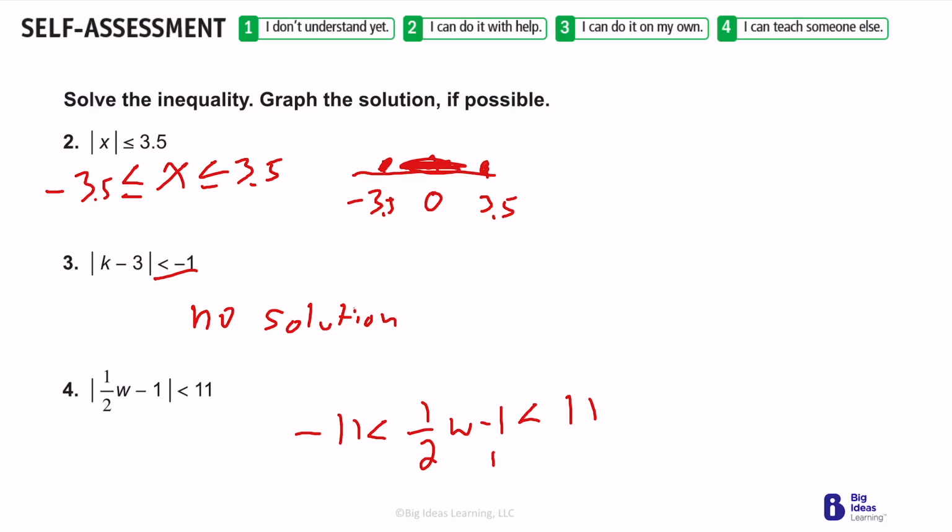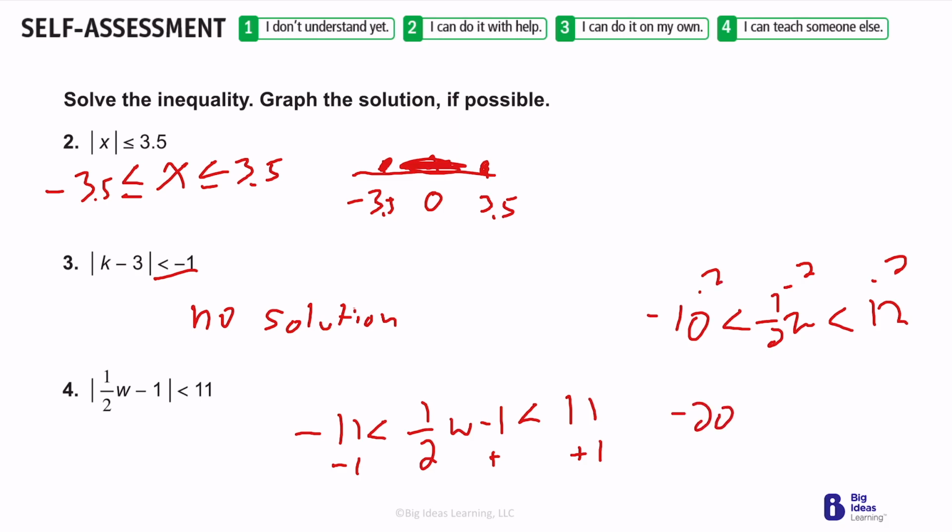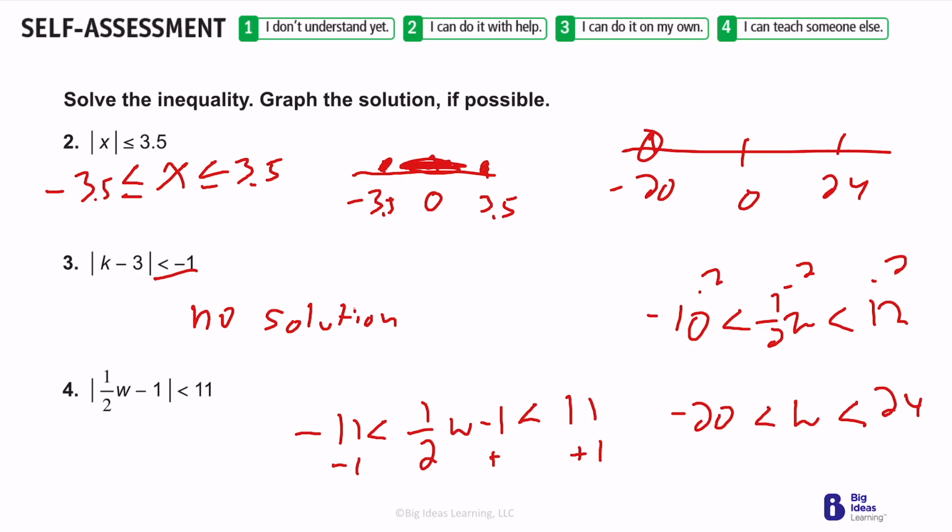Now start solving. So I'm going to add 1 to each of these. That gives me -10 less than 1/2 w less than 12. Times by 2 and everything to cancel the 1/2 out. So -20 is less than w is less than 24. So number line, boom, 0, 24, 20, -20. Both open circles and shading in between.